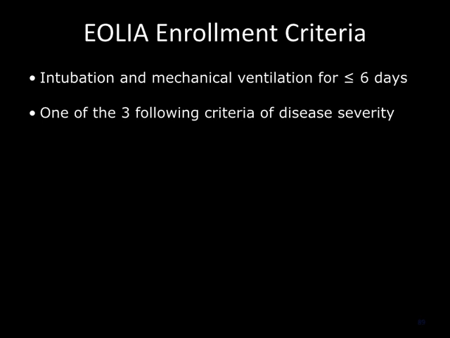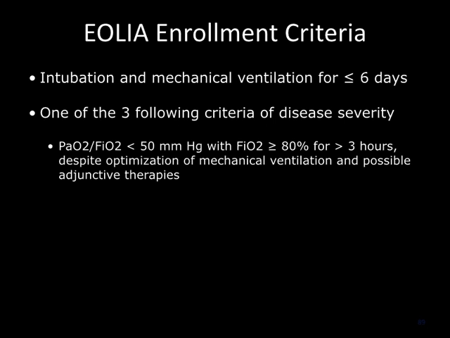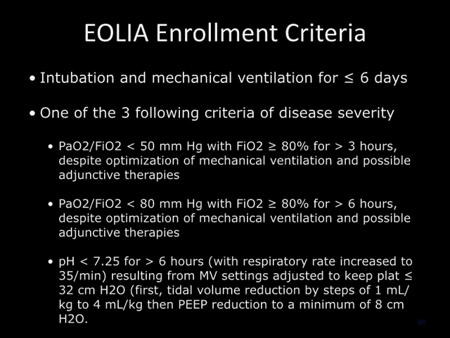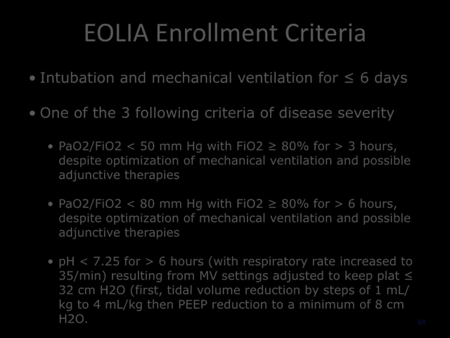They need to have one of the 3 following criteria for severity of disease. They need to have a PaO2/FiO2 ratio less than 50 for greater than 3 hours, or a PaO2/FiO2 ratio less than 80 for greater than 6 hours, or a pH less than 7.25 for greater than 6 hours with a reasonable ventilation strategy. And that's the criteria for randomization.